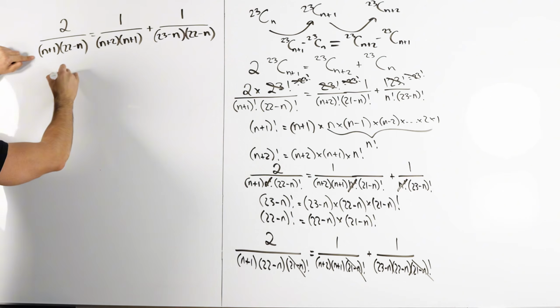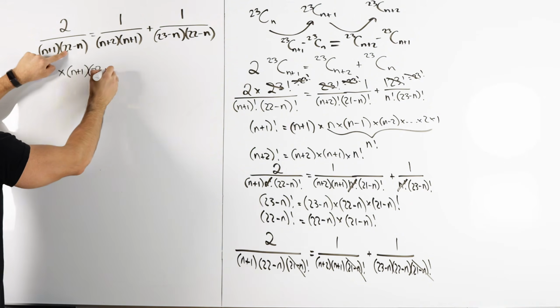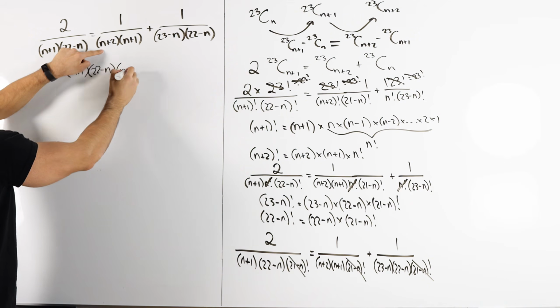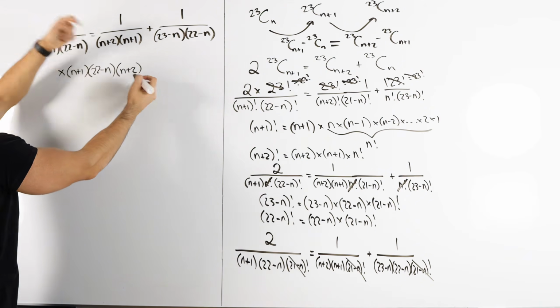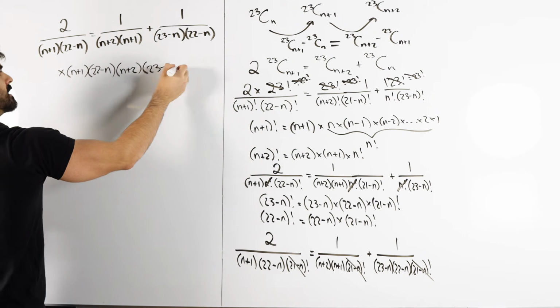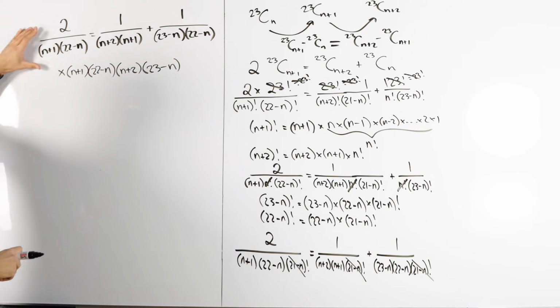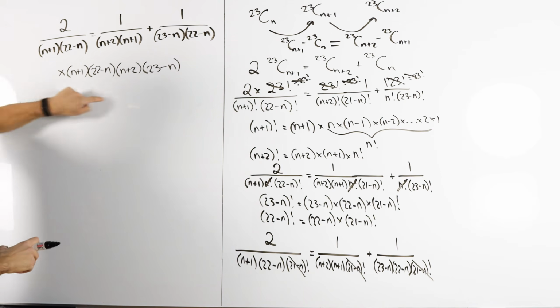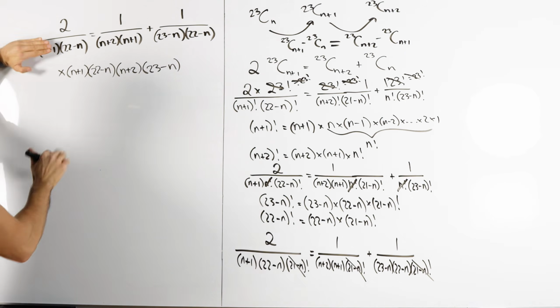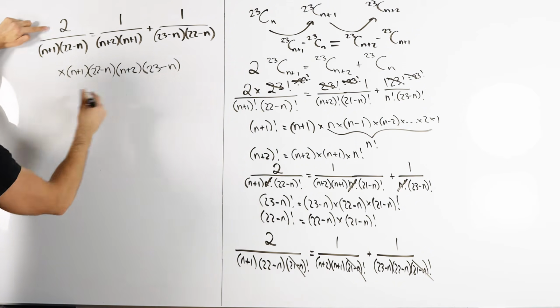So we're going to multiply everything by n + 1. We're going to multiply by 22 − n. We're going to multiply by n + 2. We've done n + 1 already. And 23 − n, because the 22 − n is done. So here, this fraction, when we times it by this, the n + 1 is going to go, and the 22 − n is going to go. So we're going to get 2 lots of all of this.